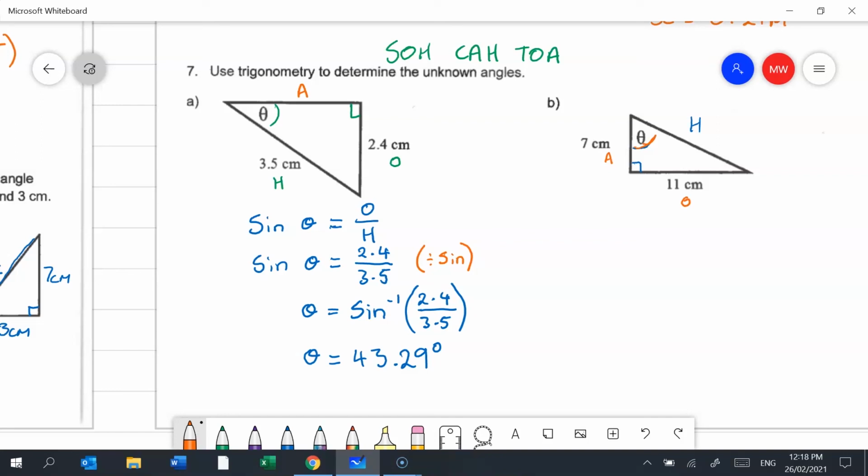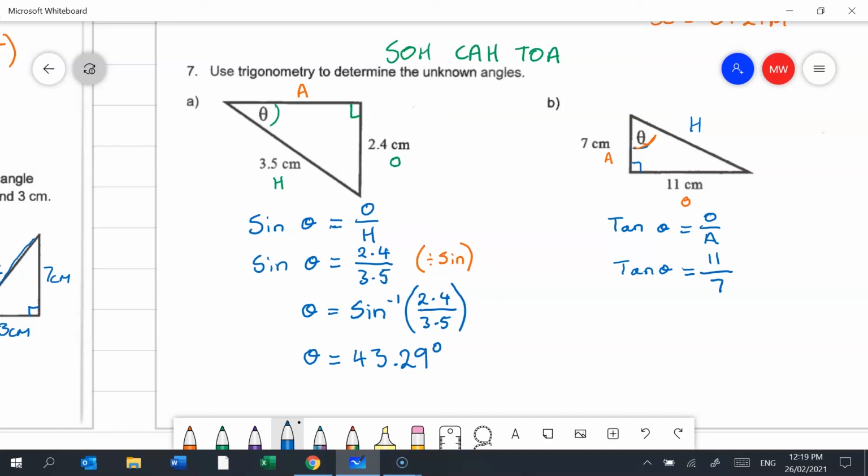And now I'm going hunting to see what rule I need. I've got an opposite and an adjacent, so this time I'm going to use the tan rule. And that will match my opposite and my adjacent. So I'm going to come in and start with tan theta equals opposite over adjacent, and that makes tan theta equal 11, which is the opposite, over the adjacent of 7.